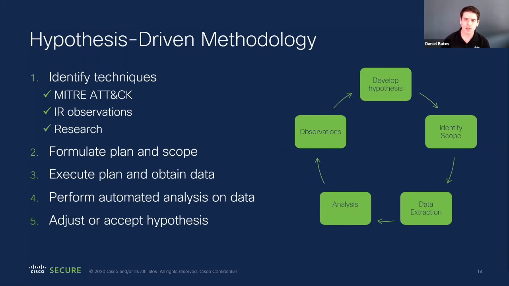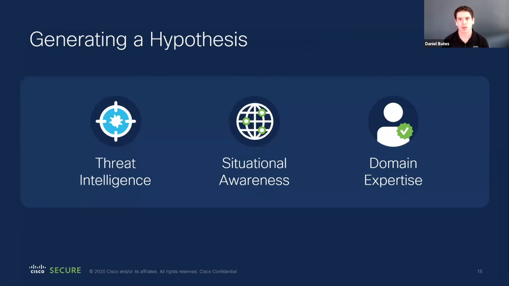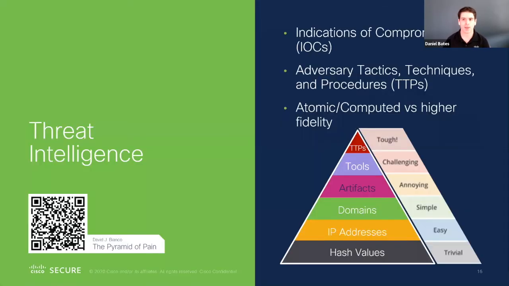So let's dig a little bit deeper into different types of hypotheses. There's three main categories that I would want to talk about. There's the threat intelligence category, where we use threat intelligence to develop a question, or we could use situational awareness. Or third, we could leverage domain expertise, which is kind of a combination of the first two. But let's unpack these first.